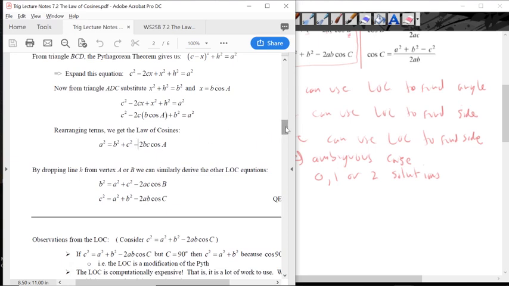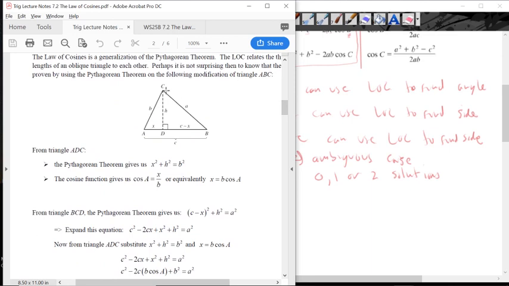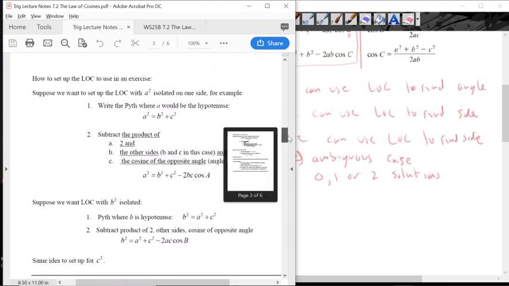And the proof would be exactly the same if we had chosen to drop this perpendicular from any one of these other angles. Like if we had dropped a line from vertex A that was perpendicular to side length a, then we could have related the cosine of, for instance, angle C to the other side lengths, and we would have derived one of the other law of cosines formulas.